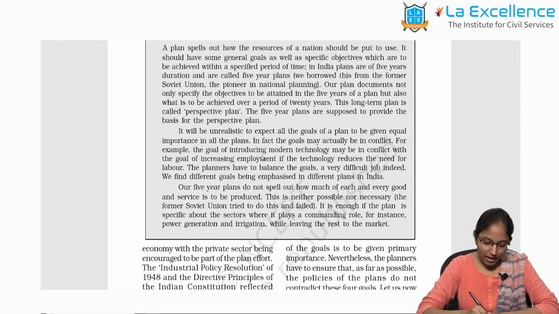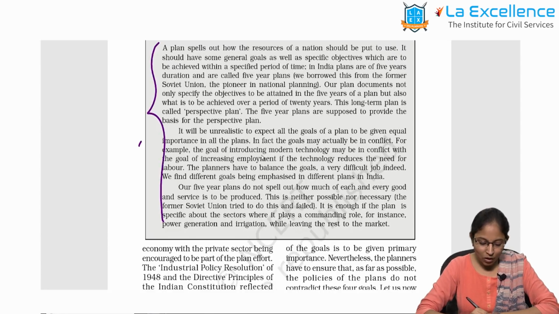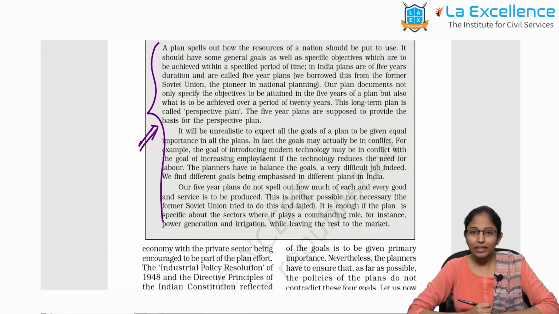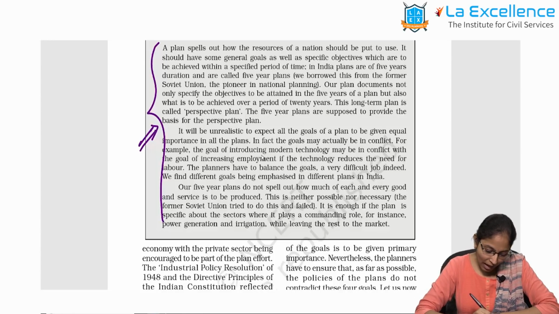In this particular paragraph, that mixed economic goal is mentioned. Then what is the instrument, the way through which India wanted to achieve development through the mixed economic model? For that, India went for planned economy. What is a planned economy?